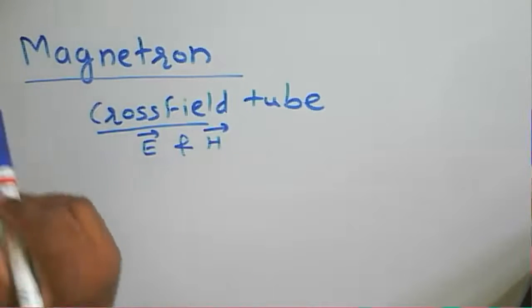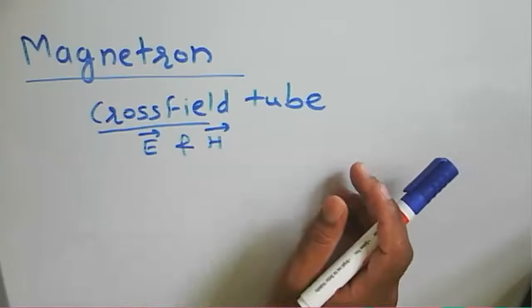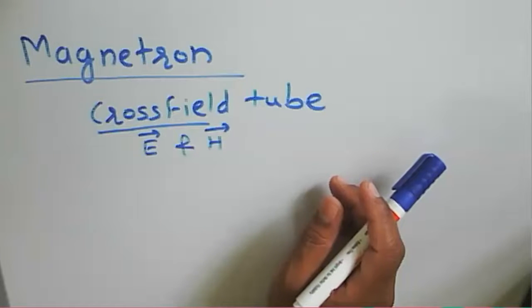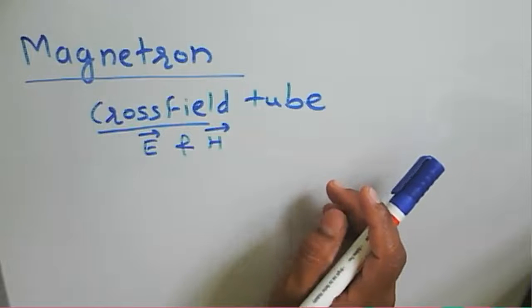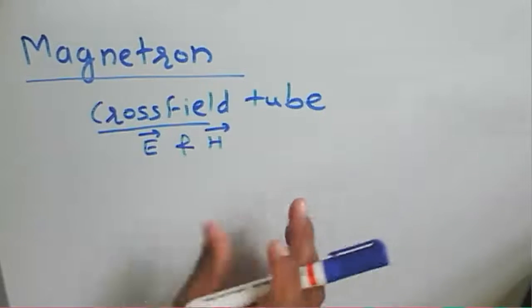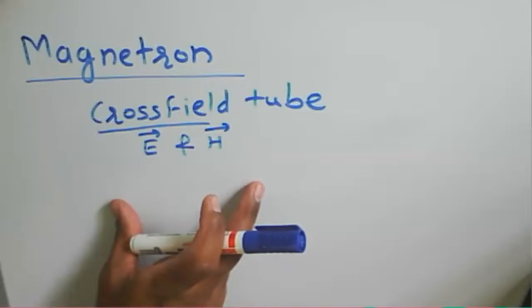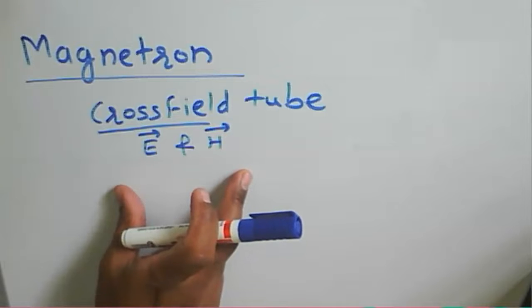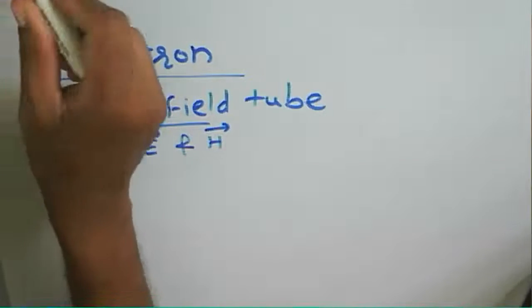And we have seen earlier that the klystron and the traveling wave tube amplifier devices belong to the linear tube, in which the electric field and magnetic field are parallel, or we can say in an axial position. So here we will learn about the magnetron, and in this magnetron we are going to learn how the electrons are bent by the magnetic field.